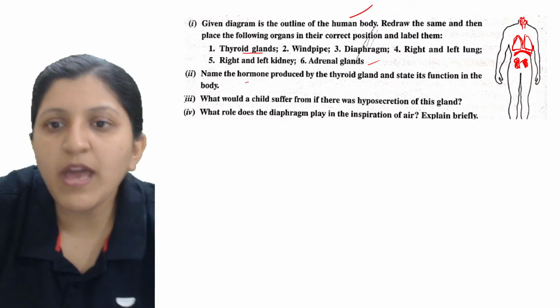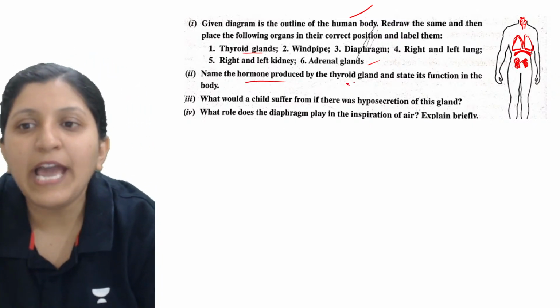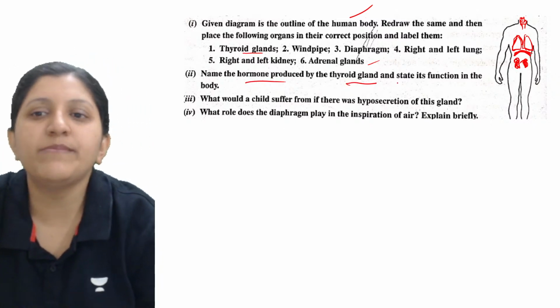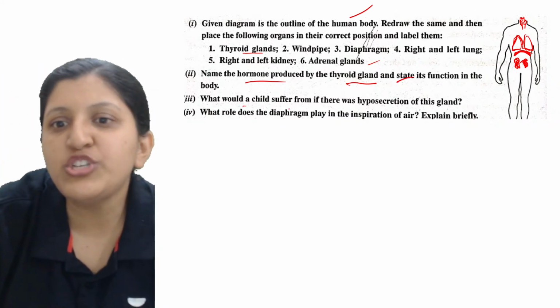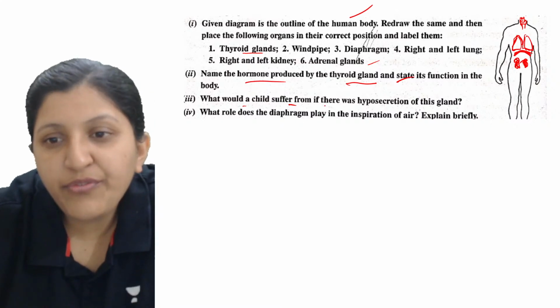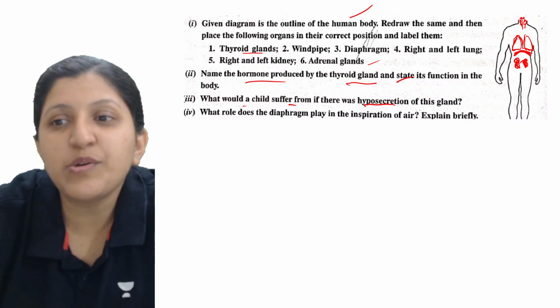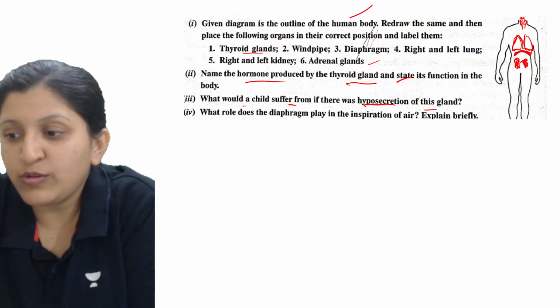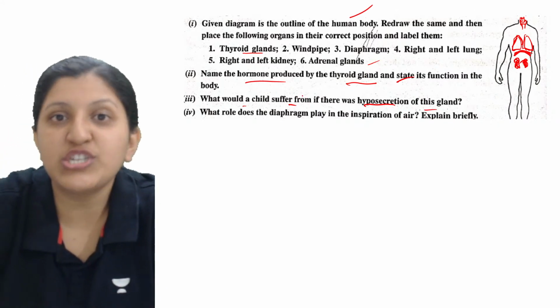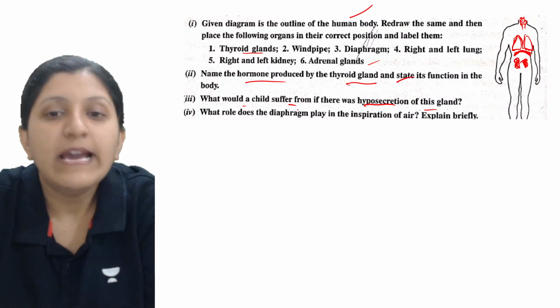Name the hormone produced by the thyroid gland: the thyroxine hormone. The basal metabolism is the function again. What would a child suffer from if there was hyposecretion of this gland? That is about the thyroid gland only. If there is hyposecretion, it is a condition called cretinism.